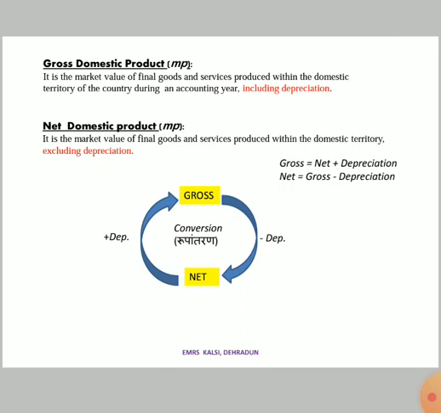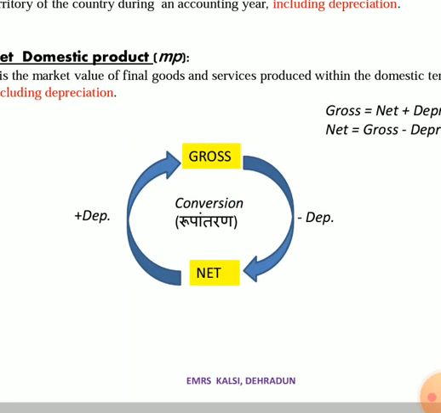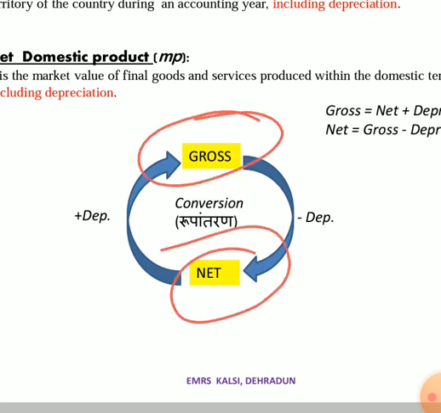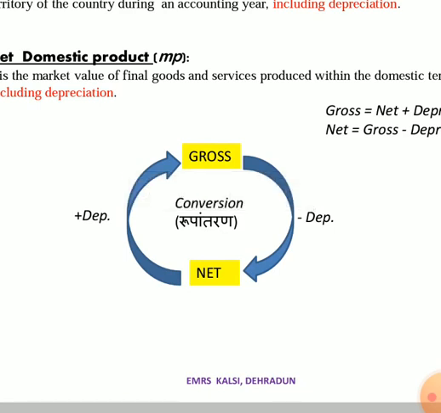So now the first thing is gross and net. The first term is gross and net. Now what is the gross and net? Gross value and net value. What is the gross value and net value? Let's see with the help of an example.